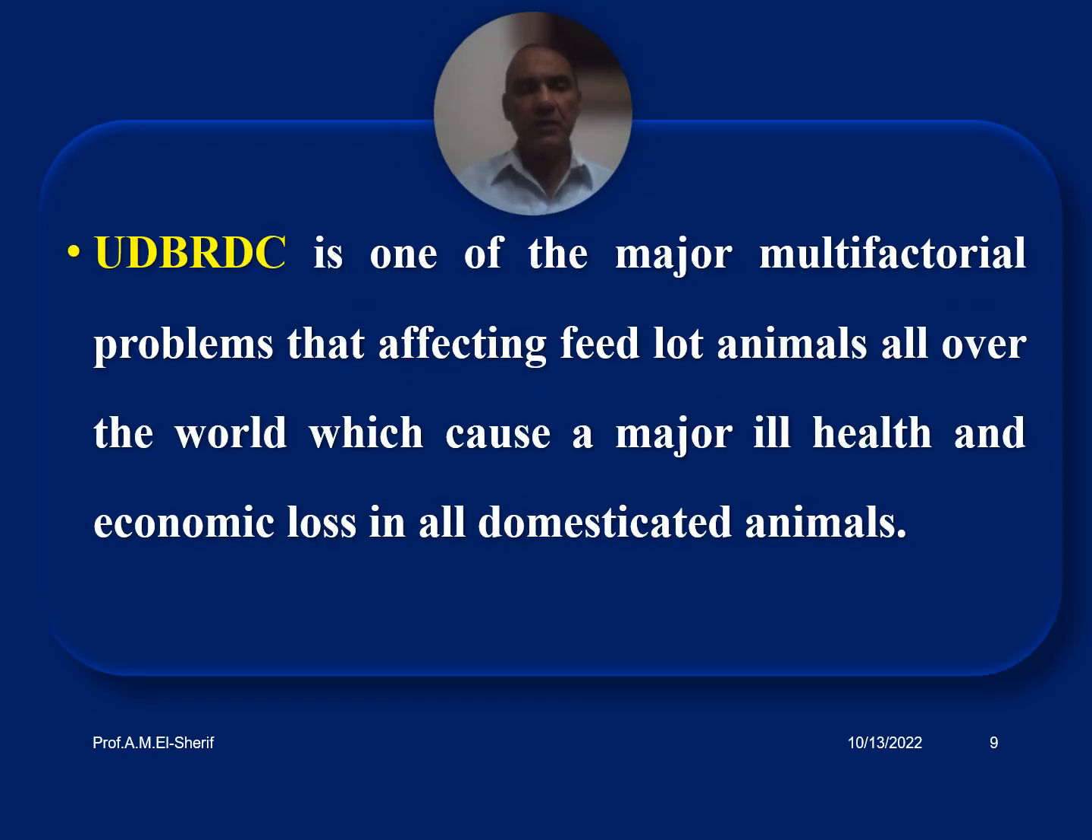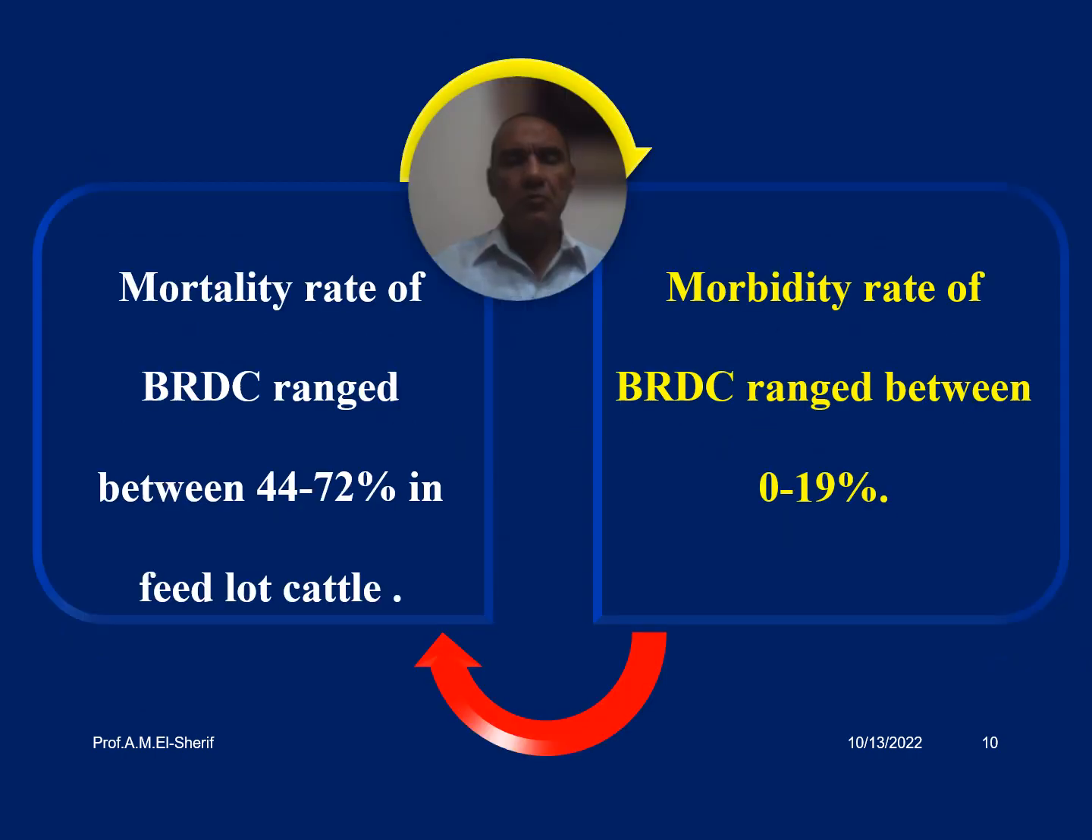Undifferentiated bovine respiratory disease complex is one of the major multifactorial problems affecting feedlot animals all over the world, which causes major ill health and economic loss in all domesticated animals. The mortality rate of bovine respiratory disease complex ranged between 44 up to 72 in feedlot cattle, and the morbidity rate ranged between 0 up to 19%.